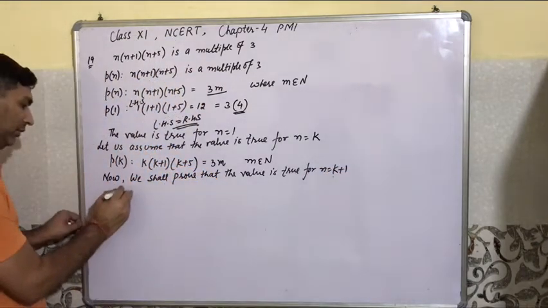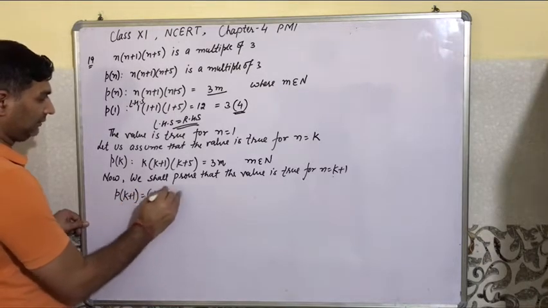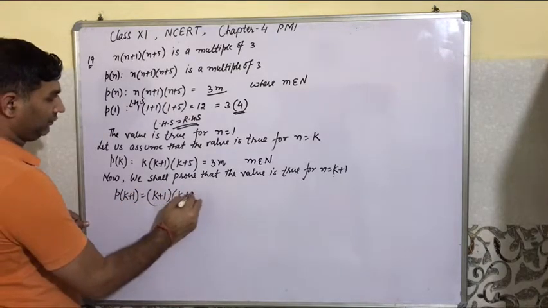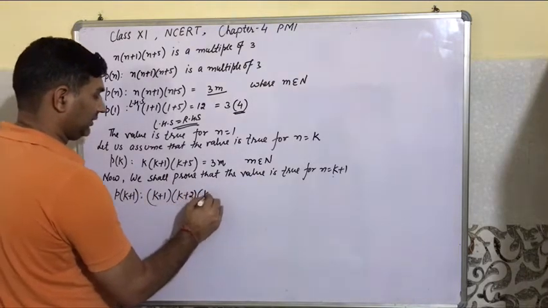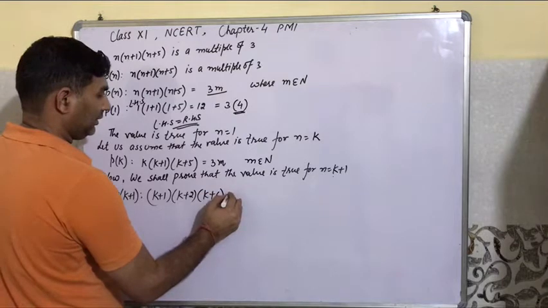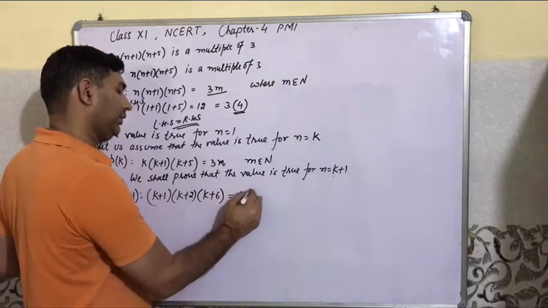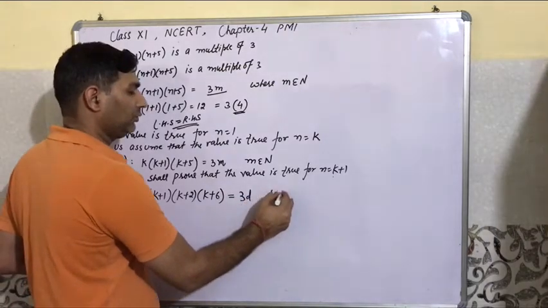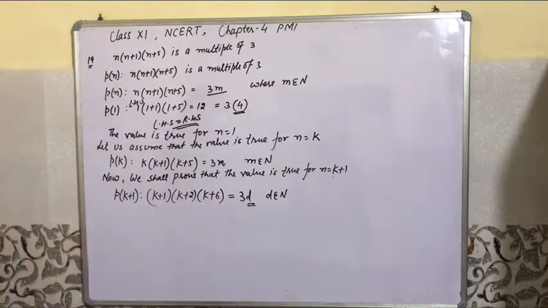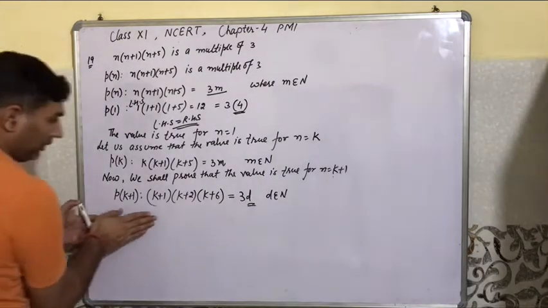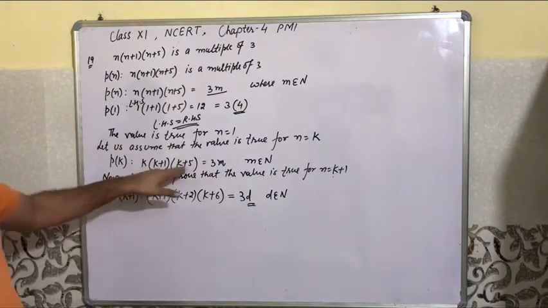Then p of k plus 1: this is (k plus 1) (k plus 2) and (k plus 6) is equal to 3d, where d belongs to N. We have given any integer the name d. Here we will prove that this value is a multiple of 3.